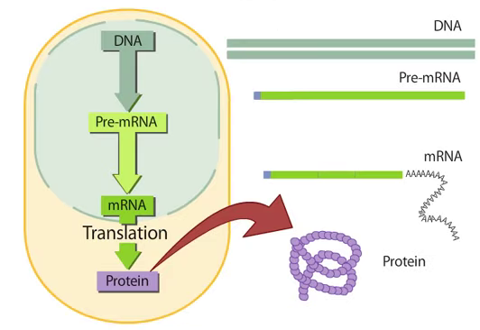Translation completes the process of gene expression. Information from DNA has been passed through an mRNA to produce a functional protein. Different types of DNA mutations can alter the process of gene expression in different ways.